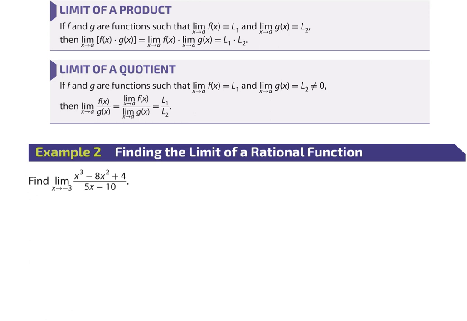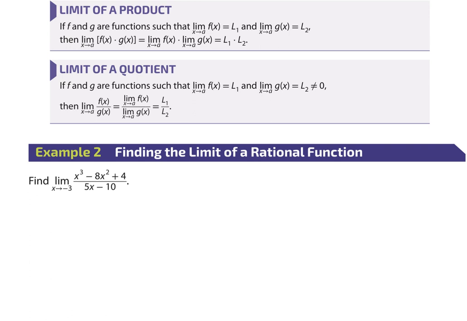Product. If I'm multiplying two functions, I can multiply their limits. If I'm dividing two functions, I can divide their limits. There is a caveat on the division. What is always your exception on division? There's always an exception on division. What is it? The denominator cannot equal 0. So the limit of your denominator cannot equal 0 for this to apply.